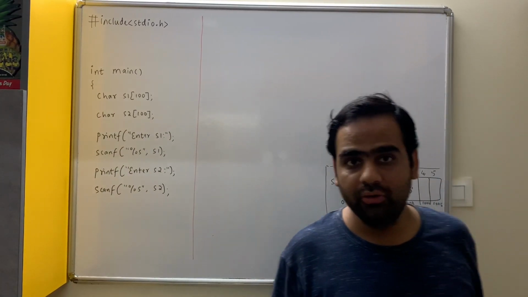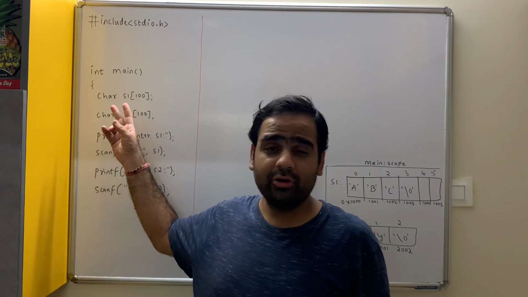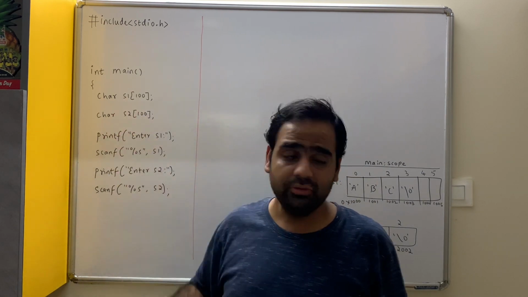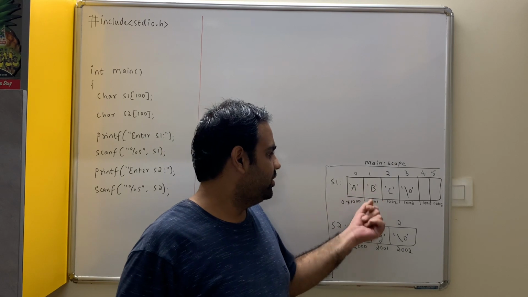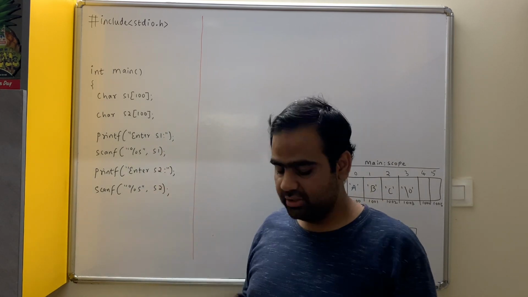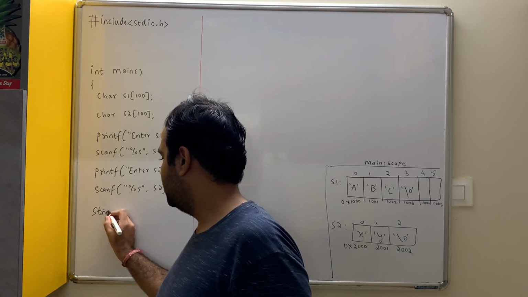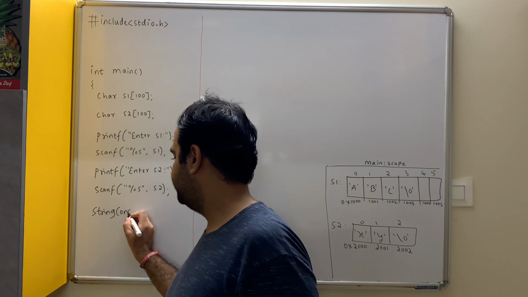Let us see how we write the program for the same. The input for this program is two strings, S1 and S2. Let S1 be say ABC and let S2 be say XY. You enter the strings and we will write one function called string concatenate.